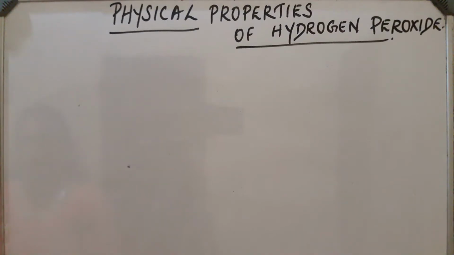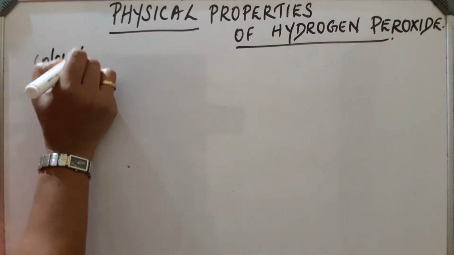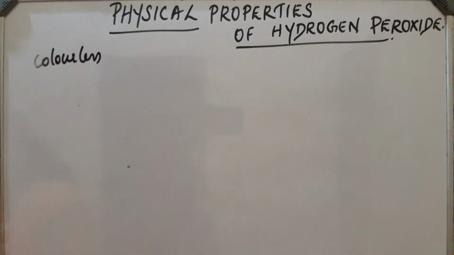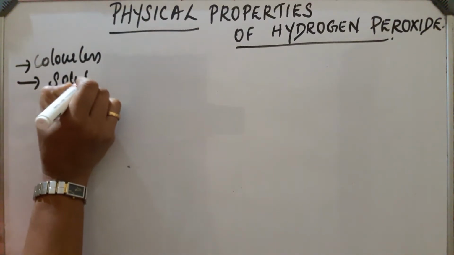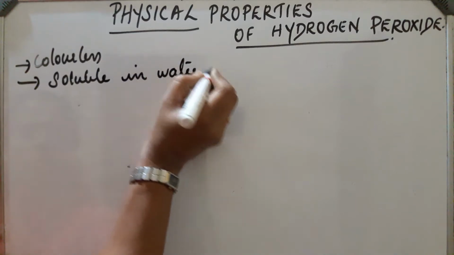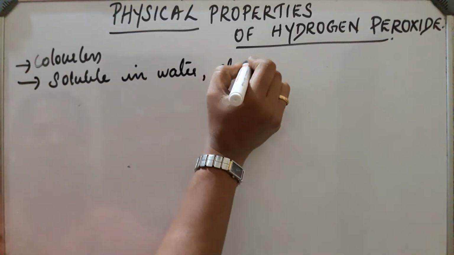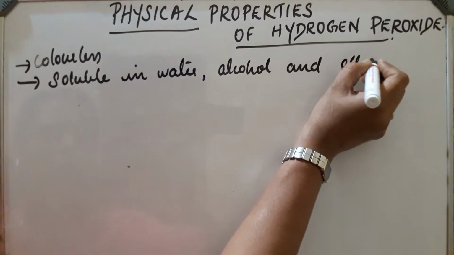Physical properties of hydrogen peroxide. Pure hydrogen peroxide is a syrupy liquid. It is colorless, but gives a bluish tinge in thick layers. It is soluble in water, alcohol and ethers in all proportions.